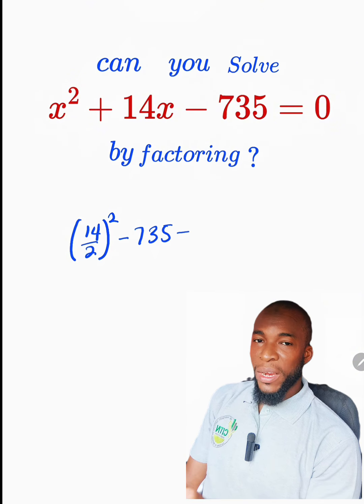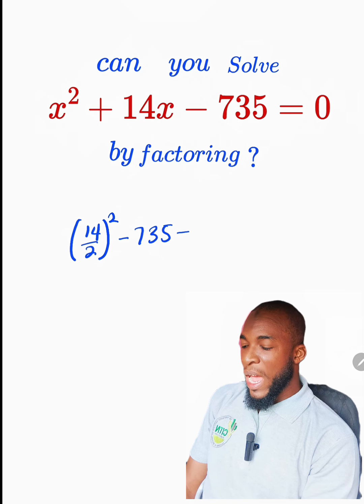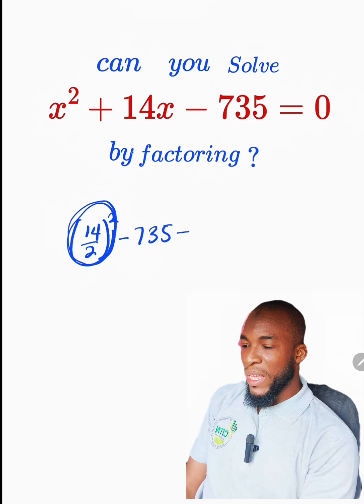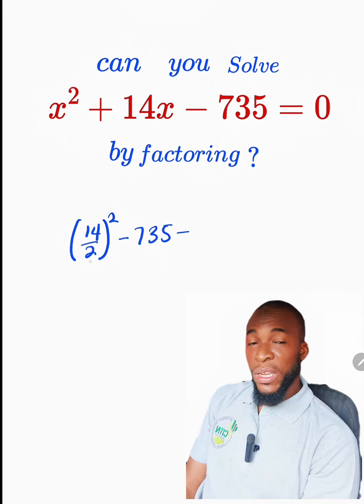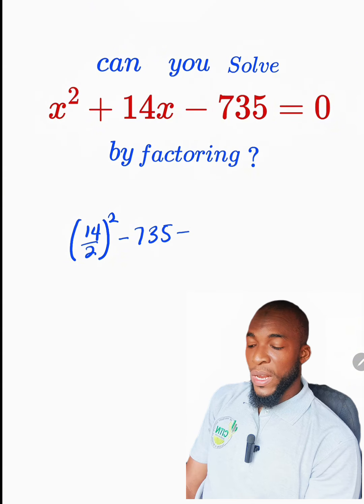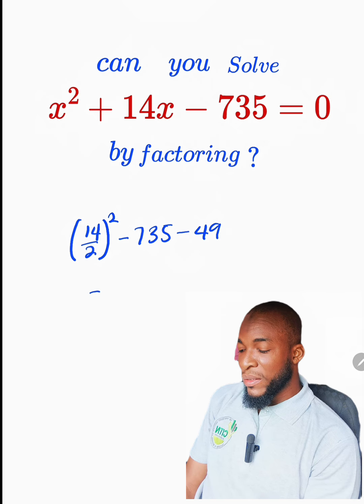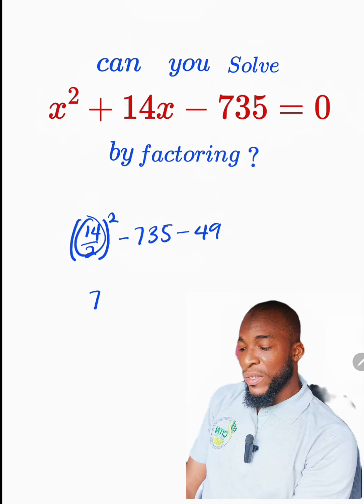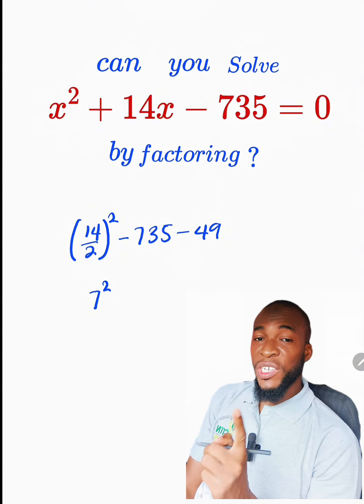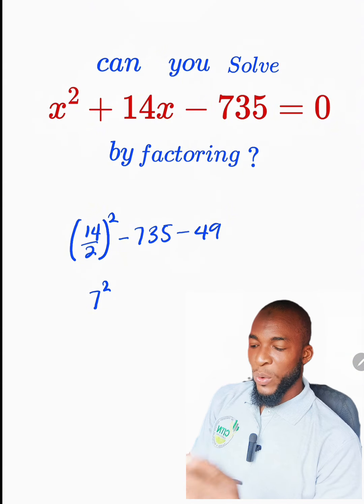Then subtract. What are we subtracting? Everything here. And what we have here is 14 divided by 2, which is 7, and 7 squared is 49. So subtract 49 here. Let's simplify. We have 7, because 14 divided by 2 is 7, squared. But do not change it to 49. Just leave it as 7 squared.